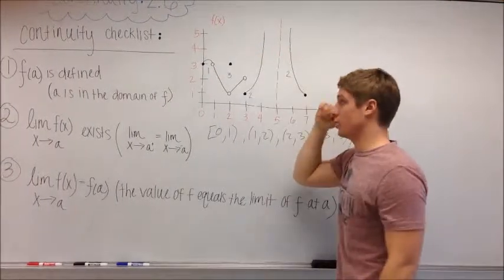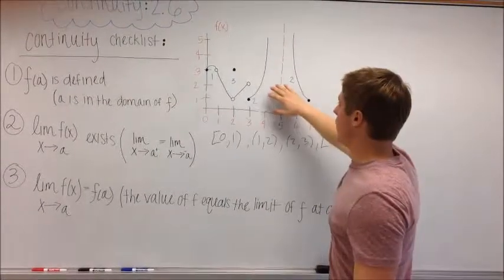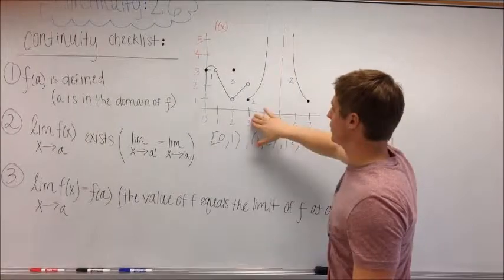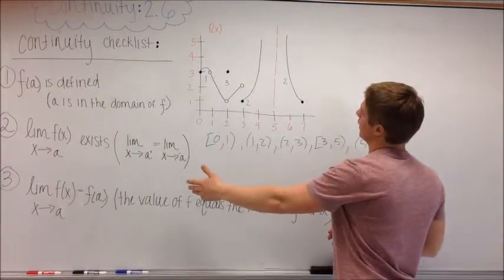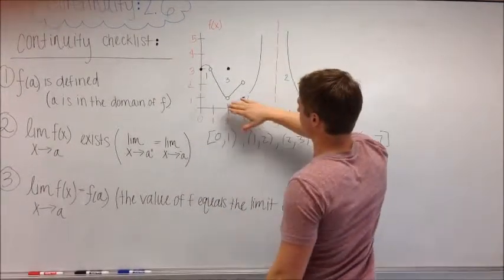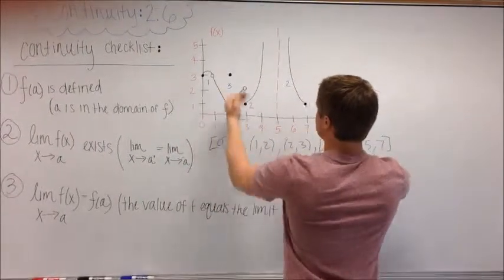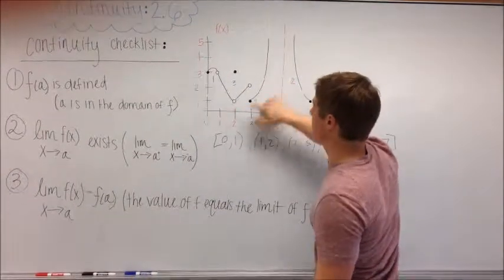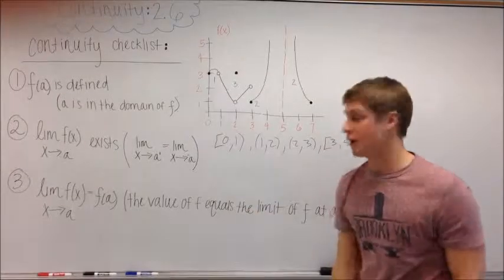Here is an example where it fails at the second rule on the checklist. The limit of f at 3 does not exist. A way to check that is to take the limit as x approaches 3 from the left, and it's going to be 2. Then the limit as x approaches 3 from the right is going to be 1. So 2 is not equal to 1, therefore the limit does not exist.